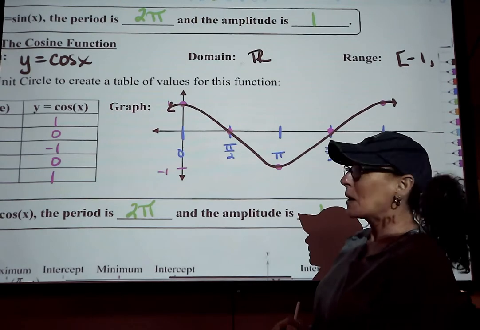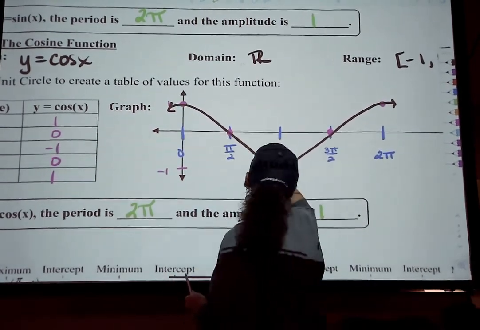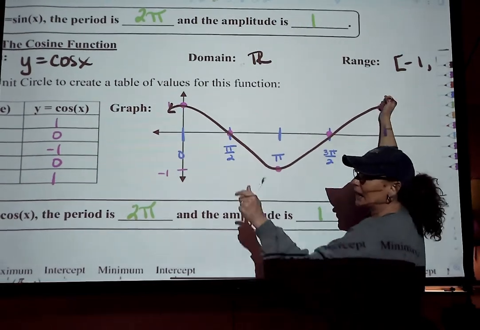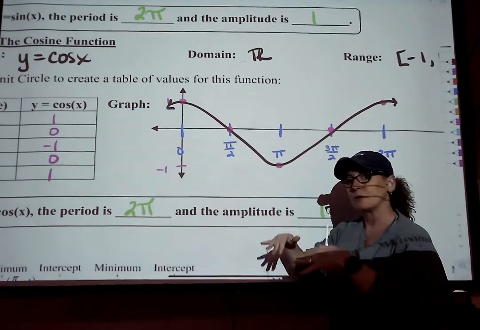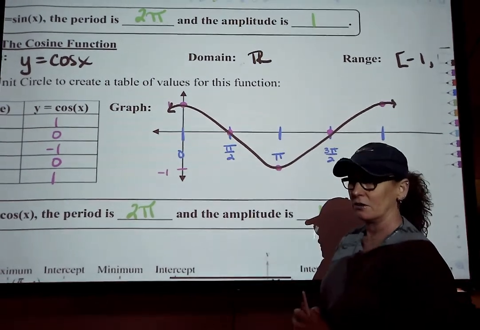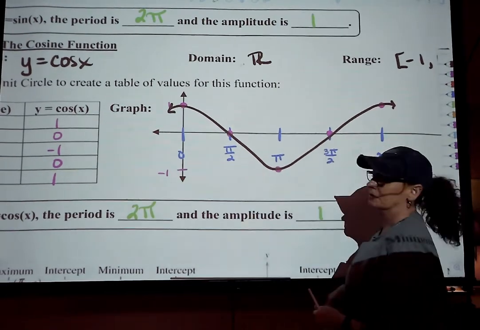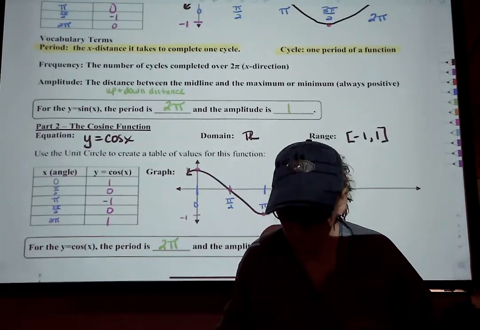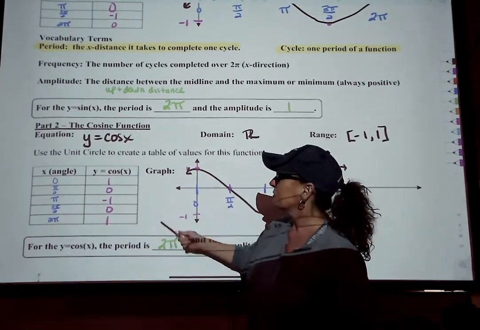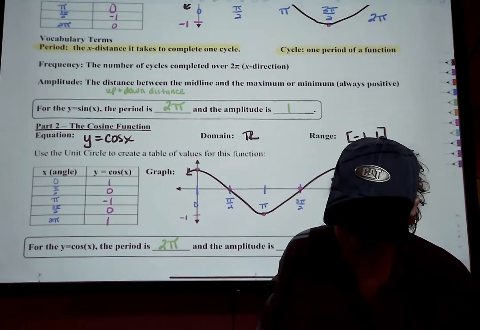Cosine, period. Ready? Here's what we did. We started high. We went boom, boom, boom, boom, boom, and we were finished. How long did that take? 0 to 2 pi. That's the period of a cosine graph. So the period was 2 pi. So I've written that in those 2 little boxes. For cosine, the period is 2 pi. For sine, the period is 1 pi.